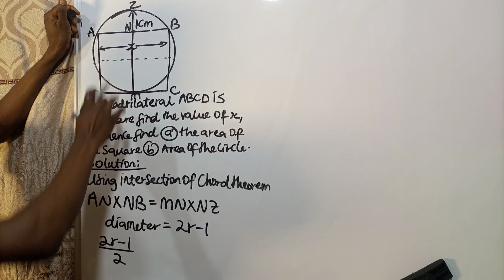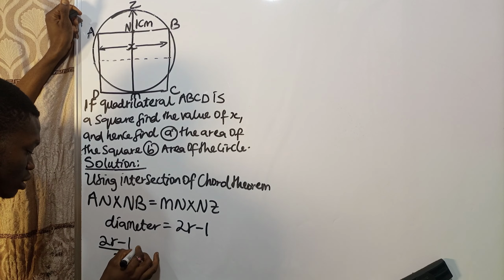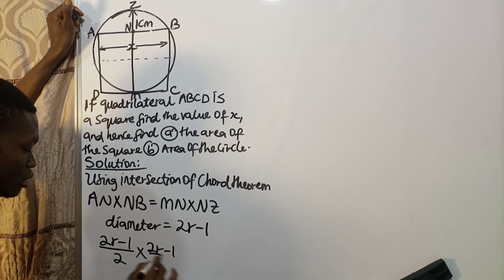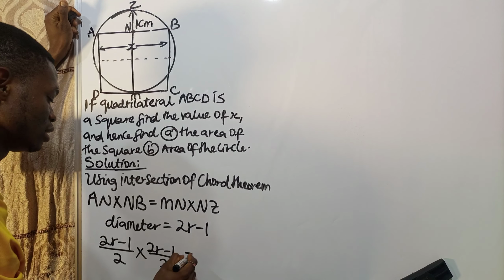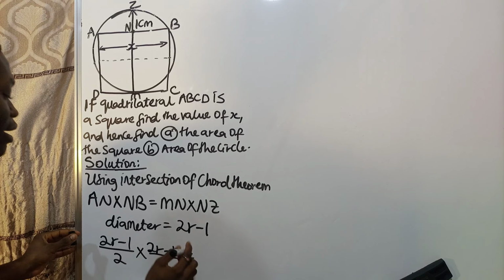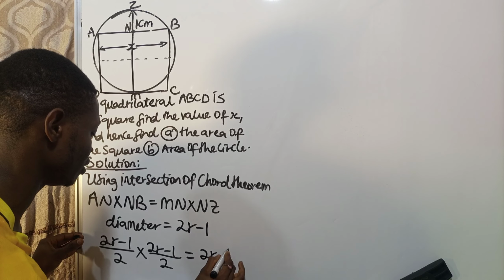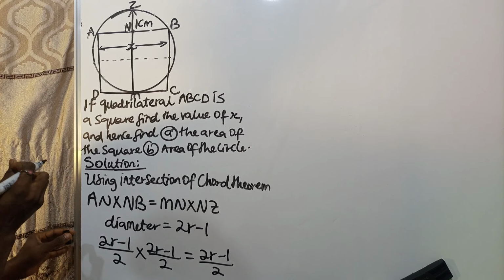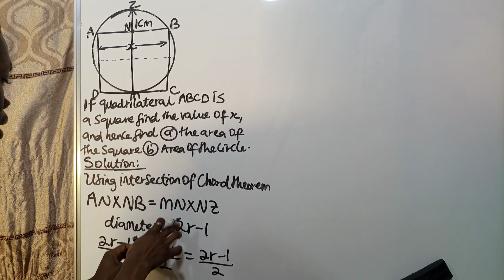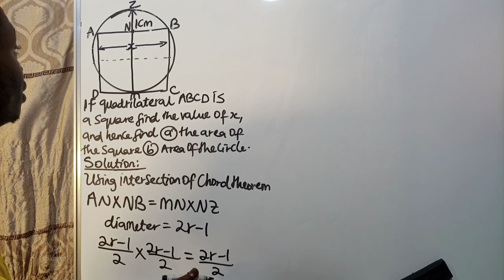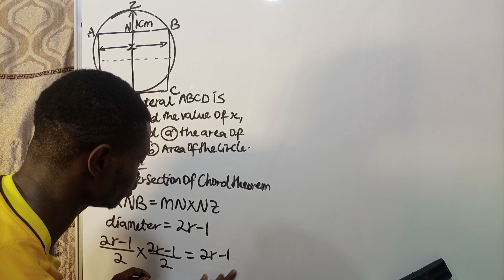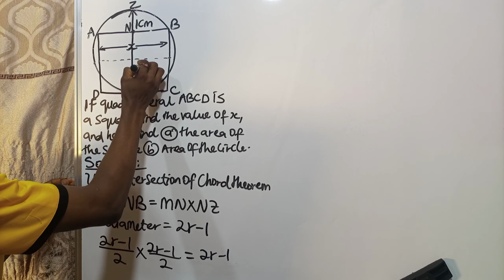That's half, 1 over 2. So NB will still be half of 2R minus 1, times that. So AN times NB is equal to, now MN will be 2R minus 1. It will not be half. Here will be 2R minus 1.